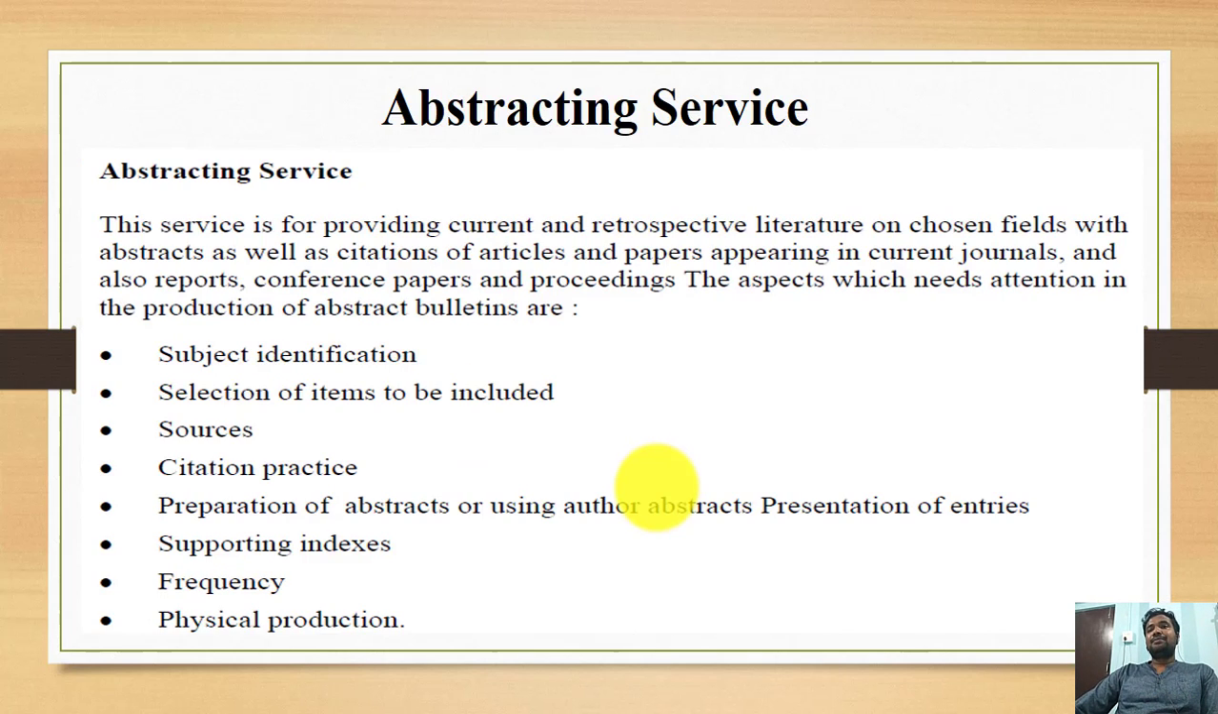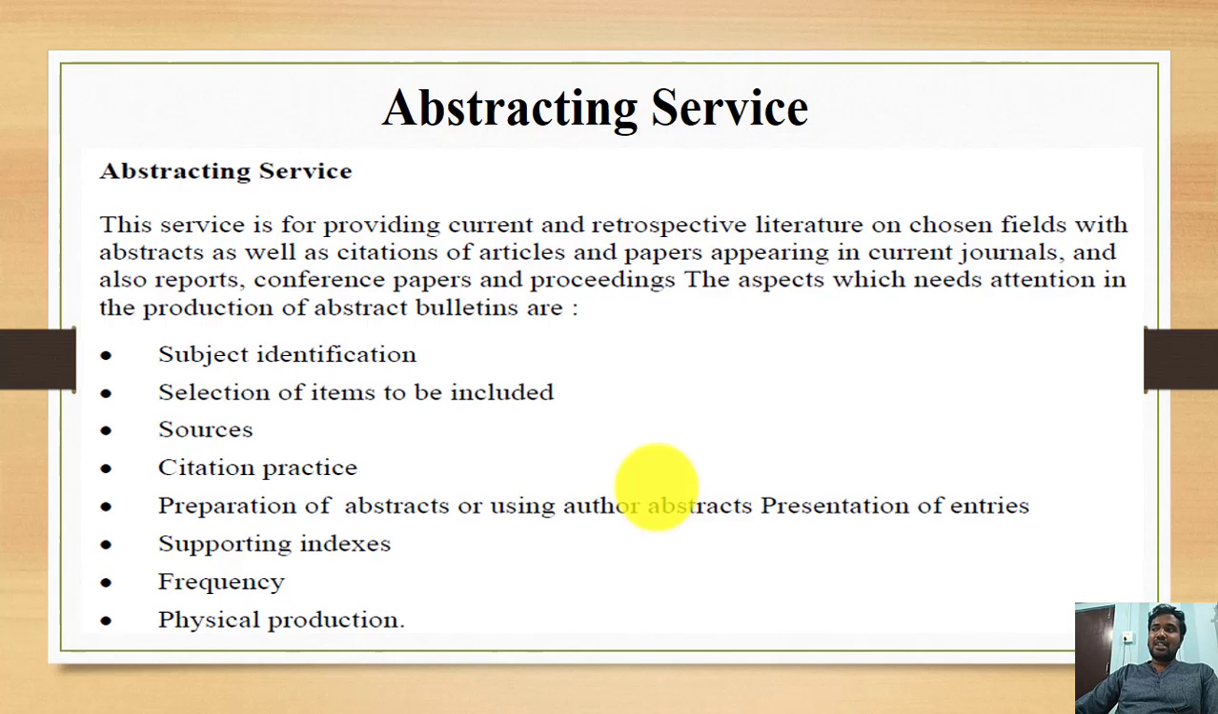Abstracting service. This service is for providing current and retrospective literature on chosen fields with abstract as well as citations of articles and papers appearing in current journals and also reports, conference papers, and proceedings.